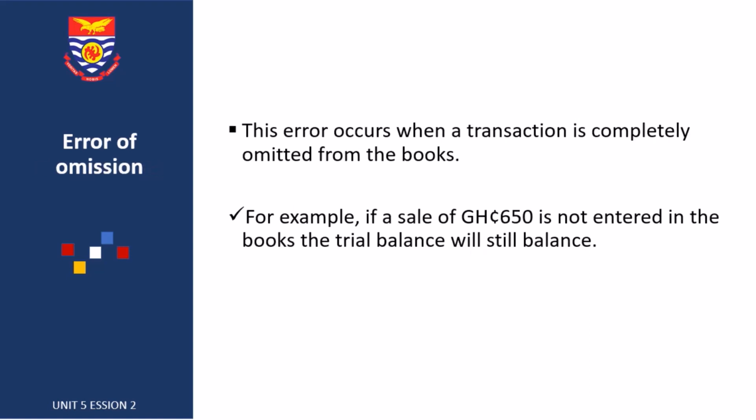Error of omission. This occurs when a transaction is completely omitted from the books. For example, if a sale of 650 cedis is not entered in the books, the trial balance will still balance.